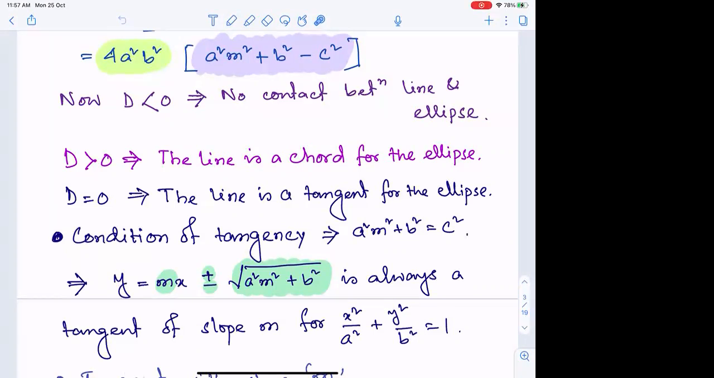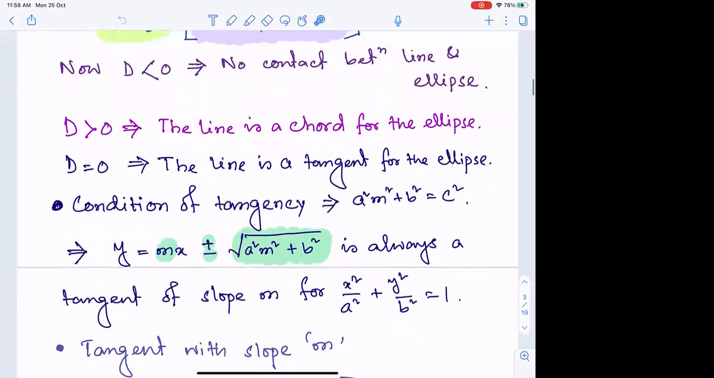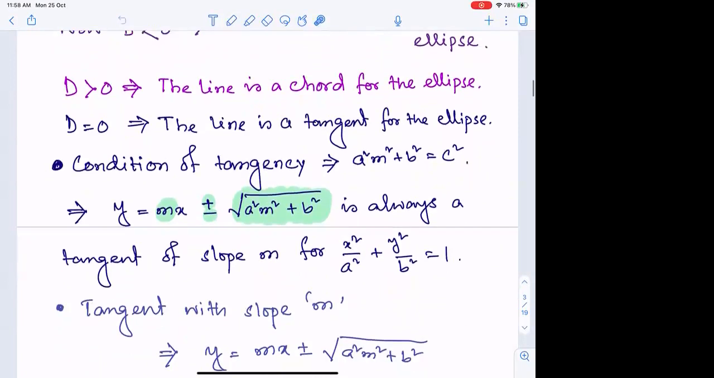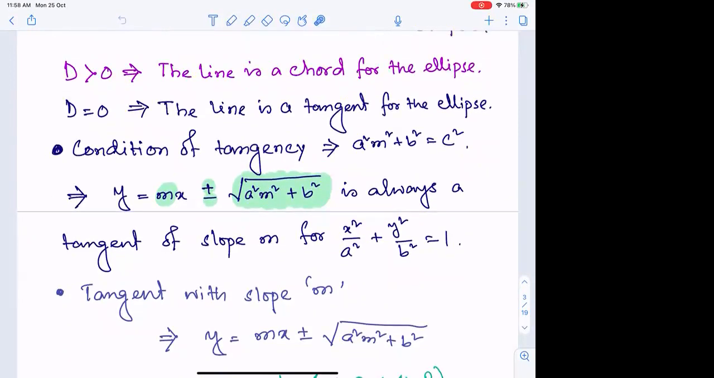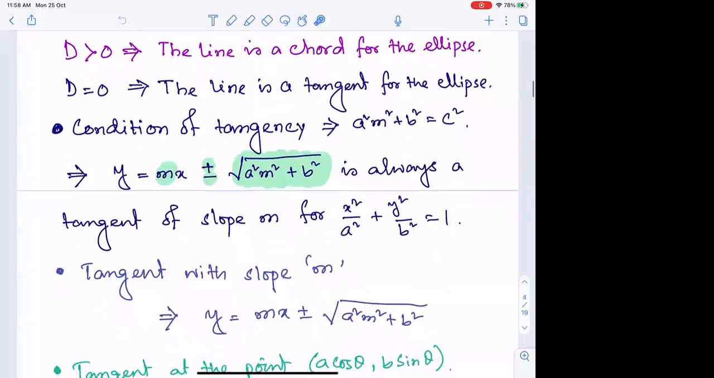But remember one thing, when it is a vertical ellipse, this a square is the semi-minor length square and b square is the semi-major length square. Whereas for the horizontal ellipse, a square is the semi-major length square and b square is the semi-minor length square, right? So we just need to keep that in mind. So the tangent with slope m has been concluded as y is equal to mx plus or minus root over a square m square plus b square.